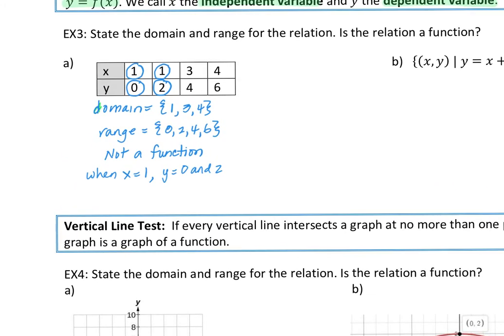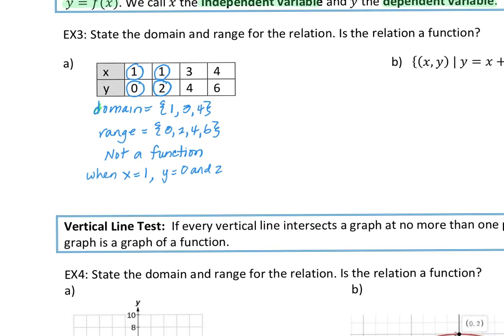If you have a set of ordered pairs, or if you have a table that represents your relation, what you want to look for is x values that are the same. If you have all the x values different, it's automatically a function. But if you have x values that are the same, double check to make sure the y values are different. If the y values are different, it's not a function.